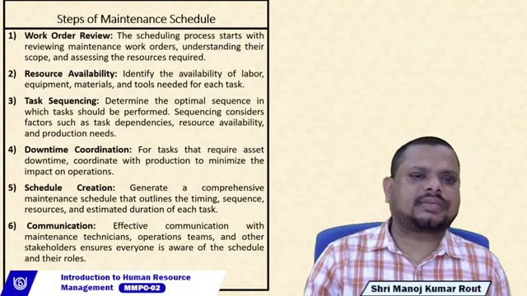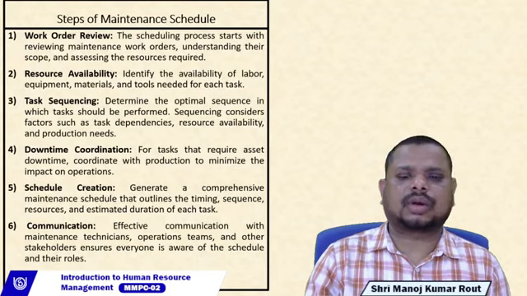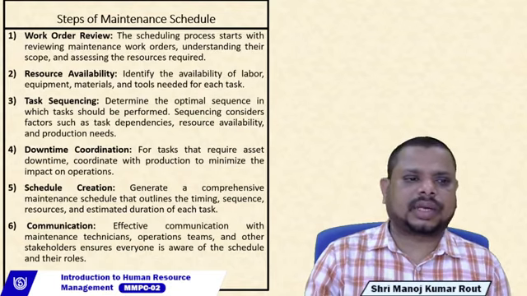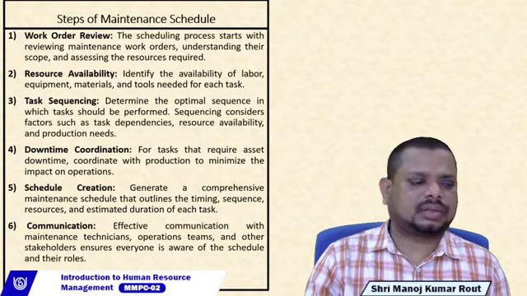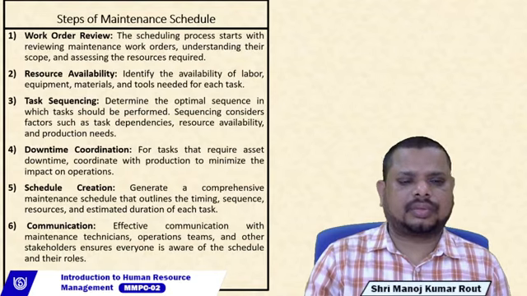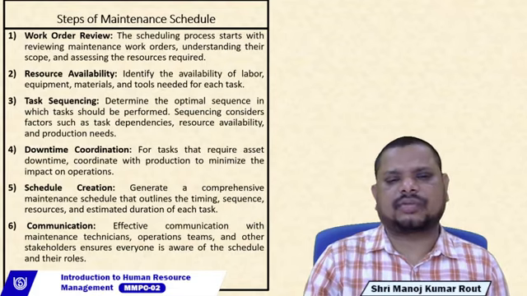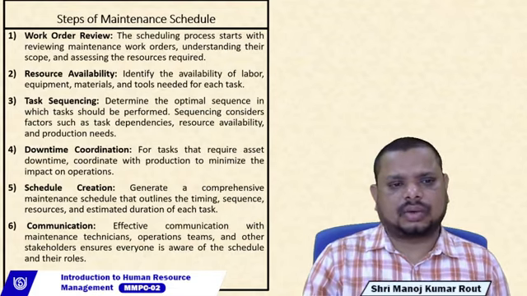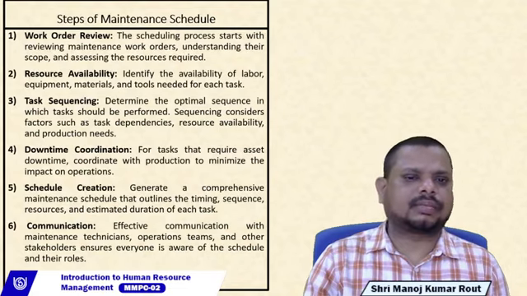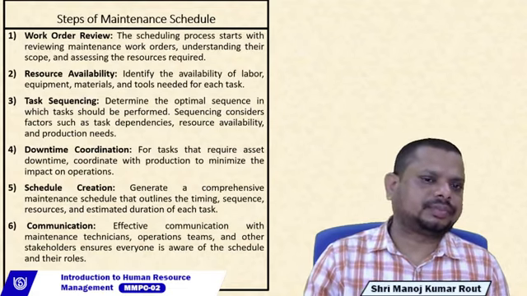The next one is steps of maintenance scheduling. First step, we have work order review. Second, resource availability. Third, task sequencing. Fourth, downtime coordination. Fifth, schedule creation. And the last one is strong, effective communication. So let's understand the steps by using some industrial examples.